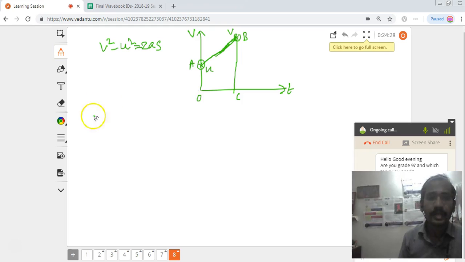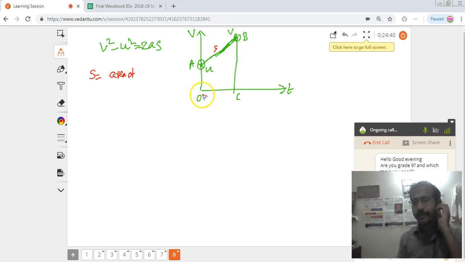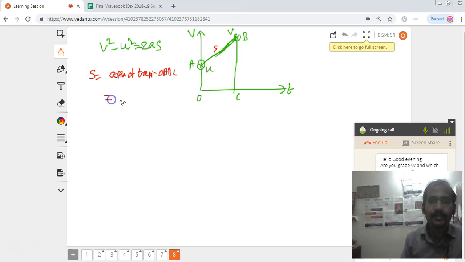Okay. The distance covered by the object, AB, here S is equal to the area of trapezium OABC. Now for that formula, (OA plus BC) by 2 into OC.